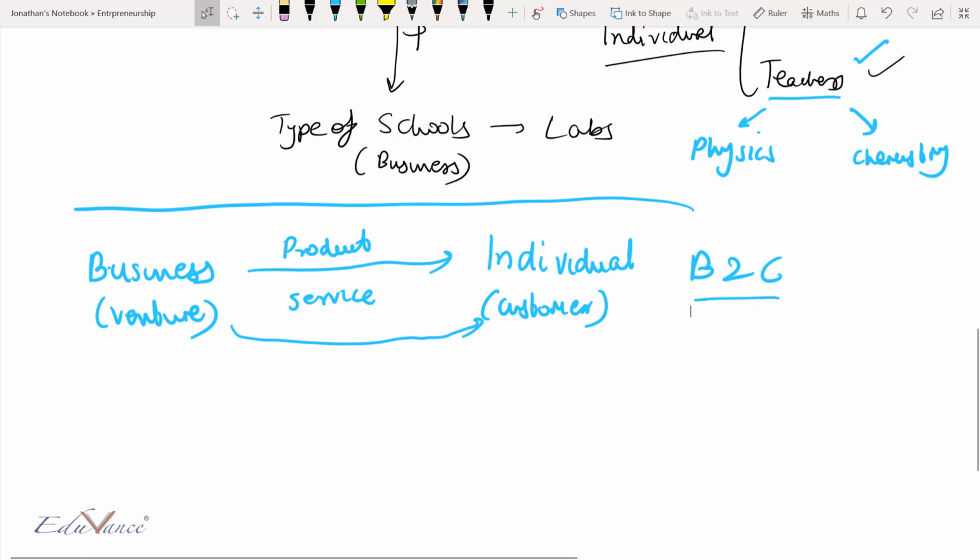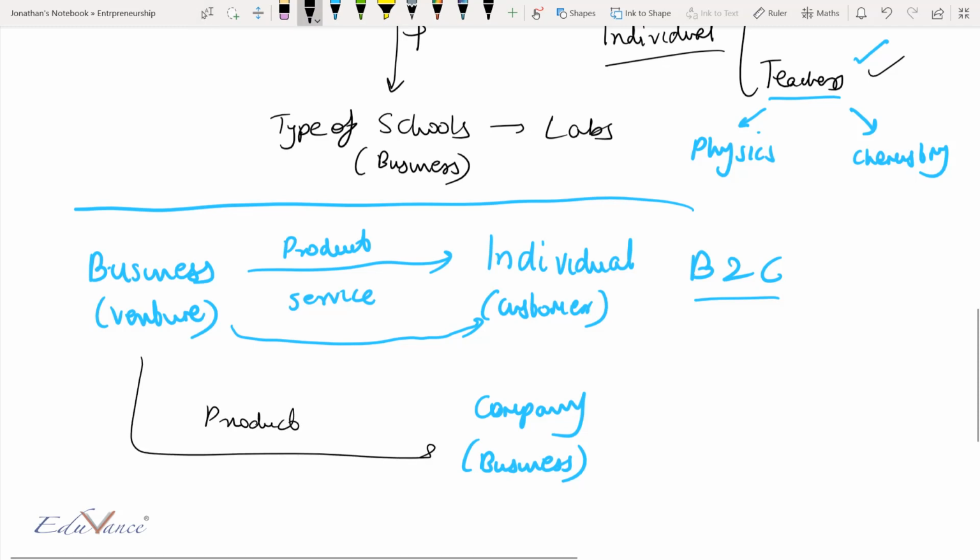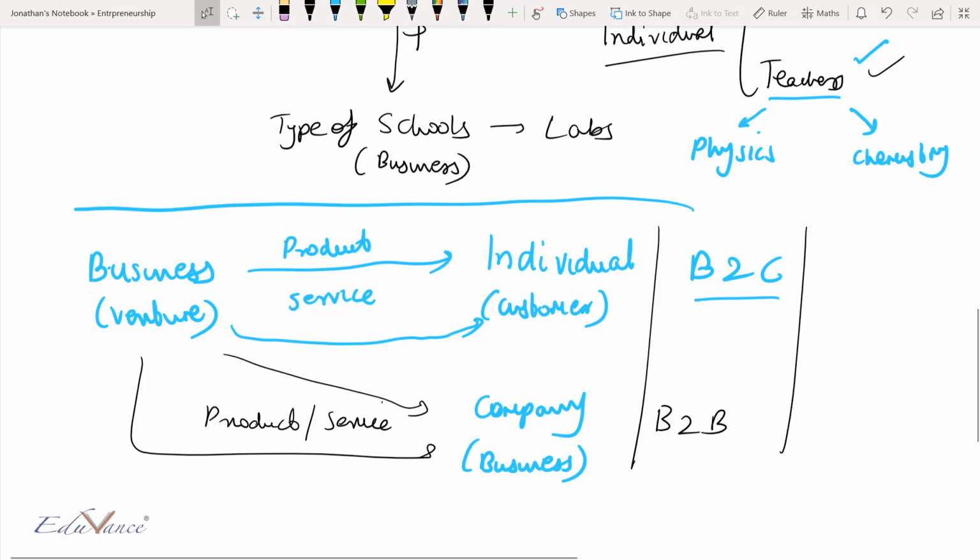Versus if you're selling to another company or another business. So companies are businesses. If your business is selling the product or service directly to another company, then we will call this B2B, which is business to business. So these terms are very important when you start your own company. Are you B2C or are you B2B?